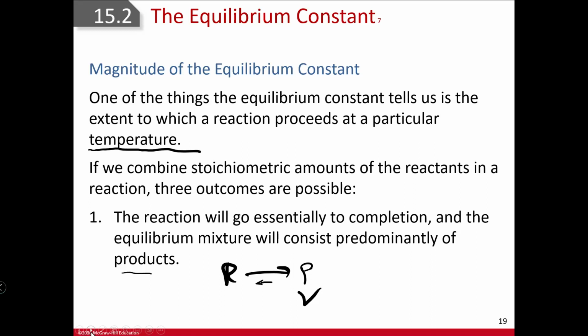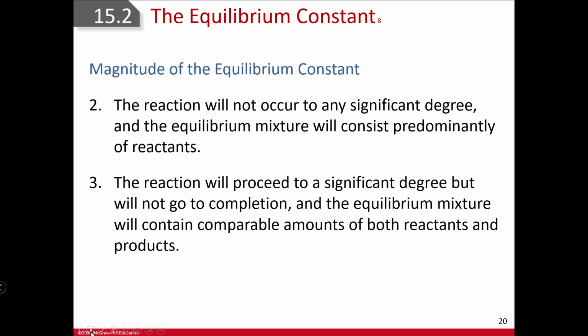The other possibility is the reaction will not occur to any appreciable extent, and the equilibrium will lie predominantly with the reactants. So that means this reaction lies closer to this, and very little forms product. And then we have where both the reactants and the products are about equal concentration at equilibrium.